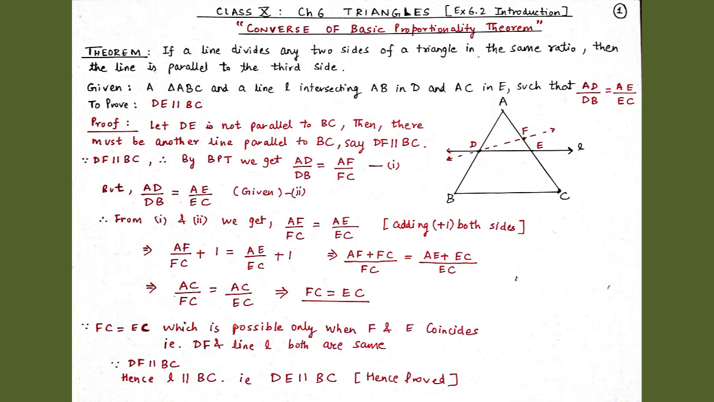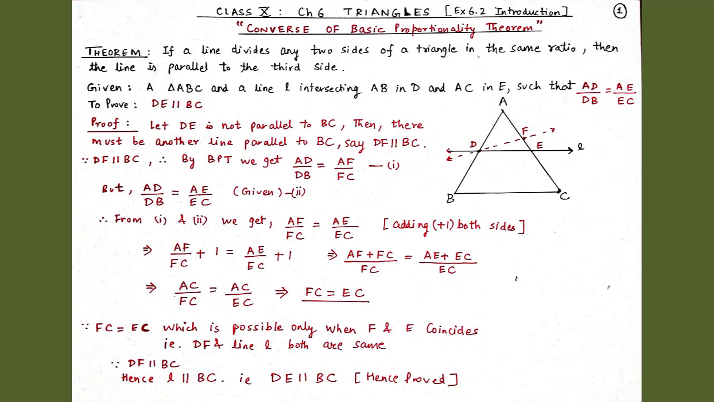As you all know, before the vacation we started chapter 6 of our class 10 mathematics, that is triangles. And in that, I have already told you the basic concept of congruency and similarity. And also, we have derived the Thales theorem or basic proportionality theorem. So in this video, we'll do our next theorem, which is the converse of the basic proportionality theorem.